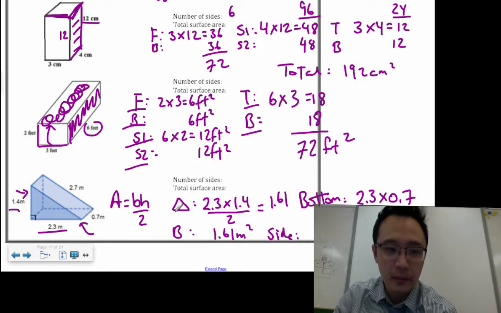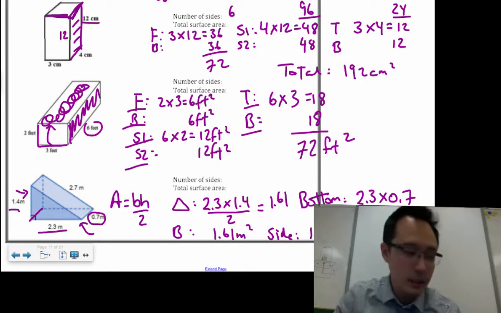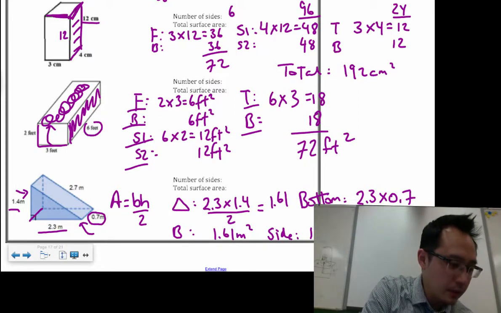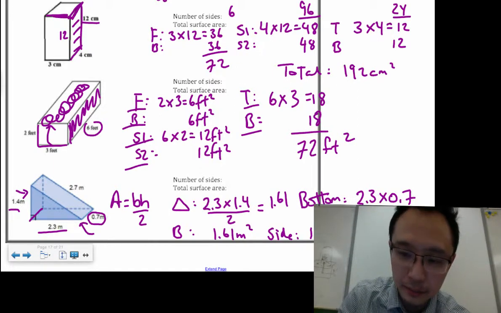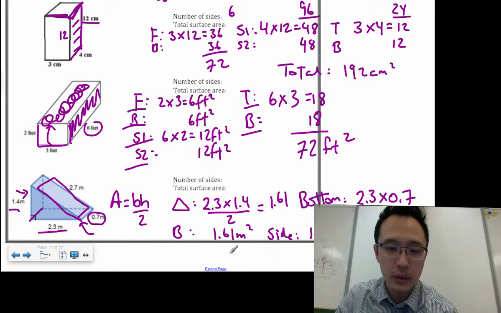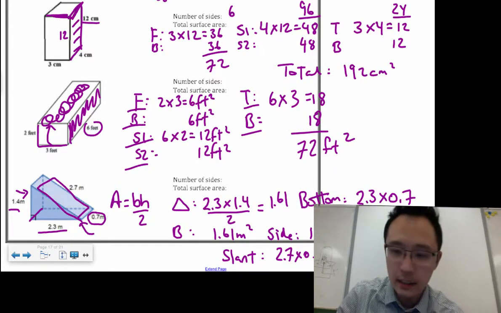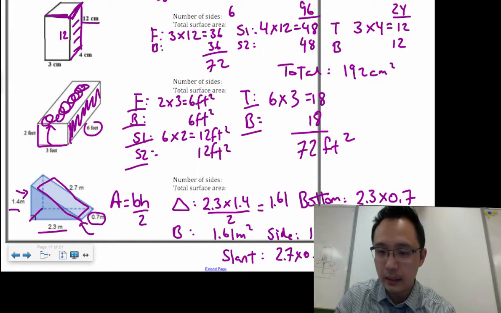What are my dimensions? I have 1.4. It's a rectangle, and the base here is not given, but we can see that the base is given here, which is 0.7. So 1.4 times 0.7 is 0.98. And then the last one, I have this big slant right here. That's a big rectangle, so my dimensions of the slant are 2.7 times 0.7, which gives me the answer of 1.89.